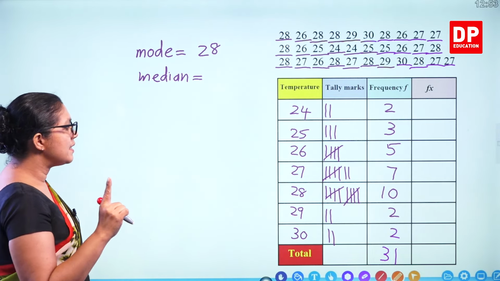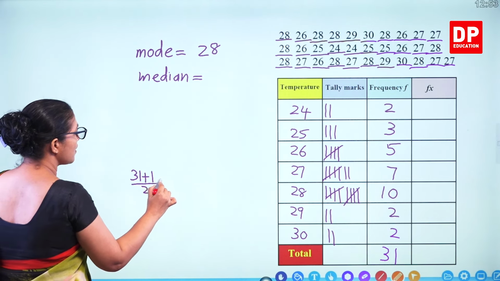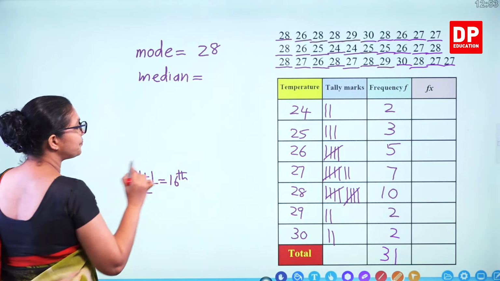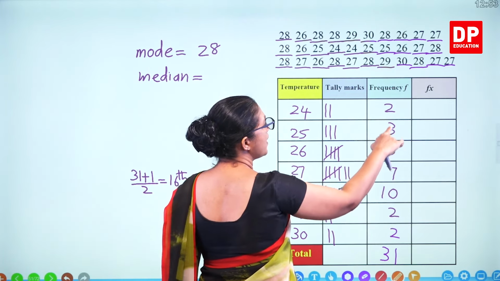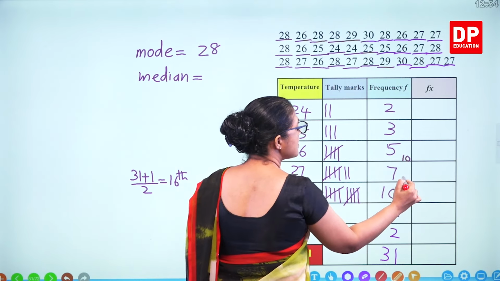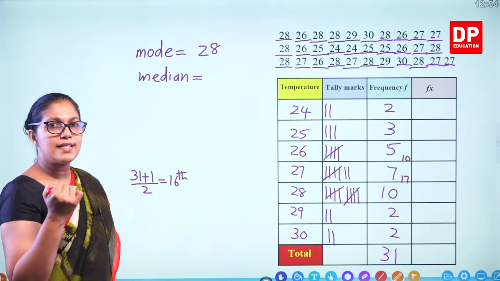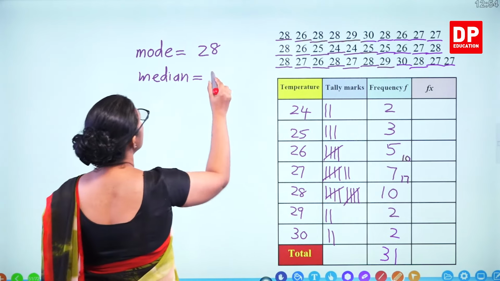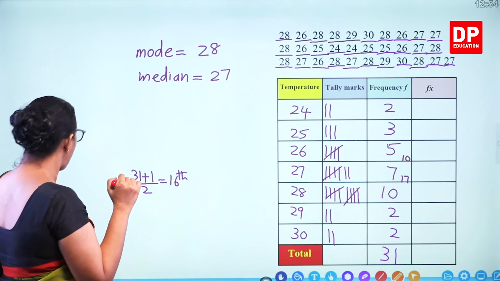So how you find out the middle number? 31 plus 1 divide by 2. 32 divided by 2, you get 16th number. How we find out the 16th number? So you can add it and see. 2 plus 3, 5. 5 plus 5, 10. And this is 10 plus 7, 17. So 10 and 17 in between, you get the 16th number. So 16th number is 27. So the median is 27. Then we need mean value.